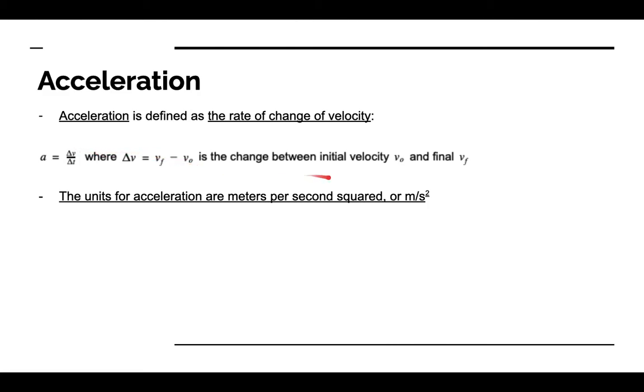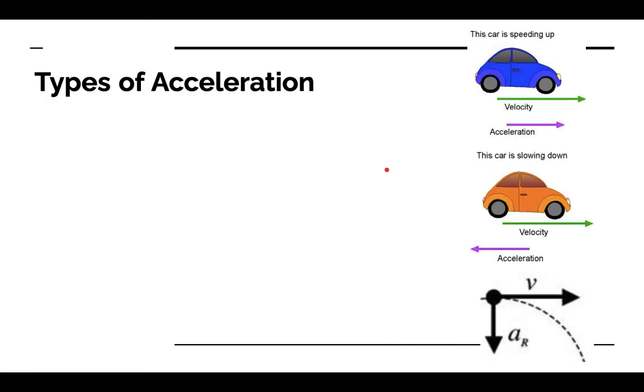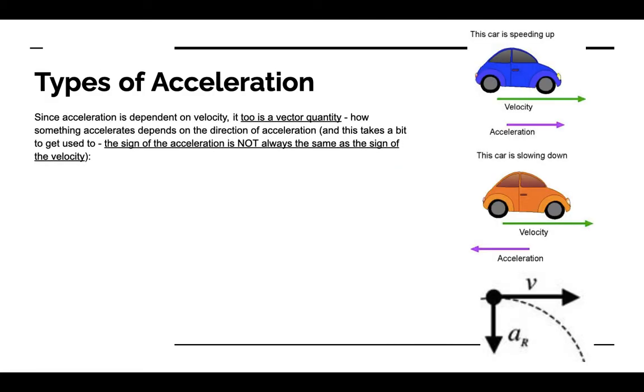So now we move on to the big point. Acceleration does not always refer to an object that's speeding up. In fact, acceleration could refer to, oh no, here it is. Ooh, I went off on a little tangent. So since acceleration is dependent on velocity, it too is a vector quantity. How something accelerates depends on the direction of acceleration. It does not mean that we're always speeding up. What we need to consider is the sign of the acceleration relative to the sign of velocity, because the sign of acceleration is not always the same as the sign of the velocity.